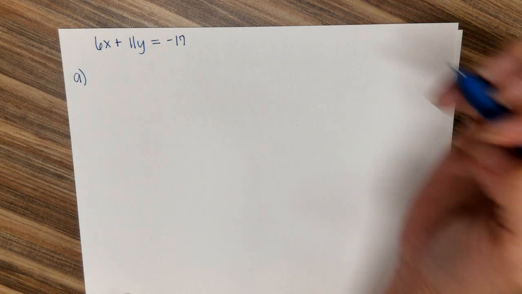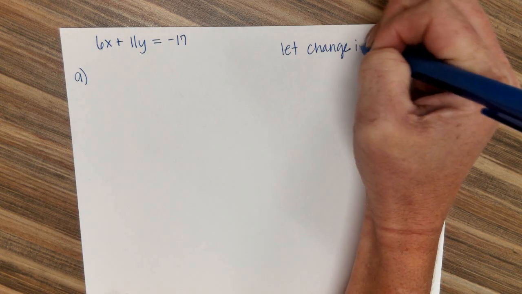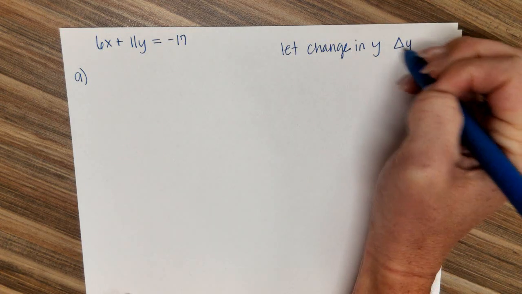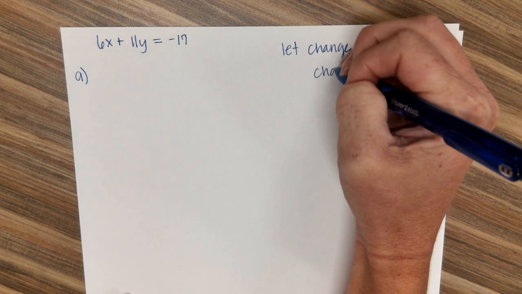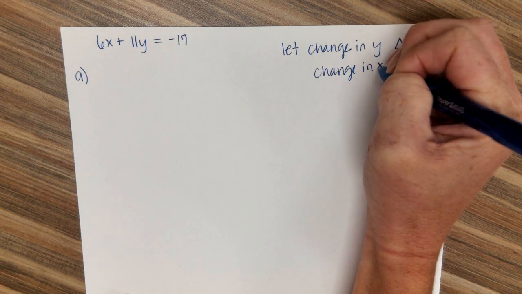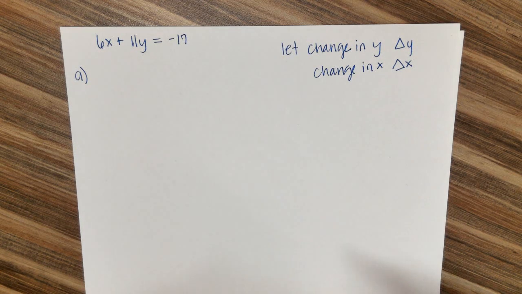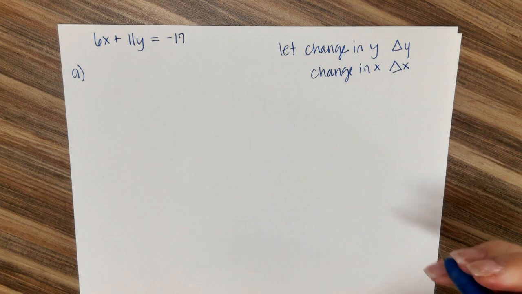So we're going to let the change in y be written like this, because that's how you write it. That little triangle means change in y. And we're going to let the change in x be written like this, change in x. That way we don't have to write it out. So triangle y means change in y, okay?